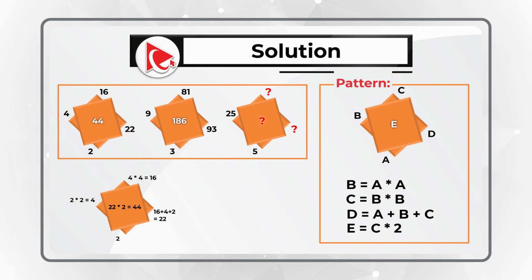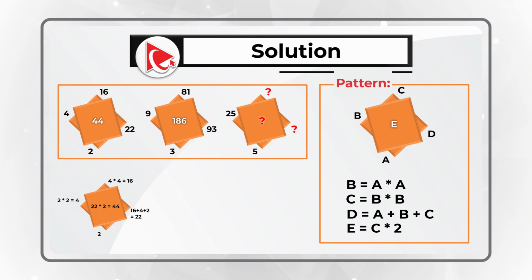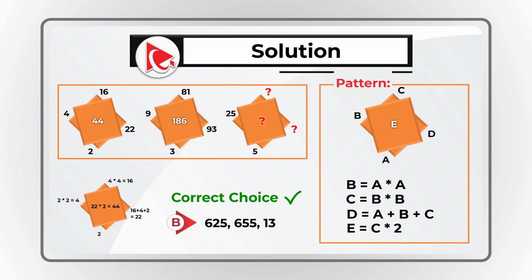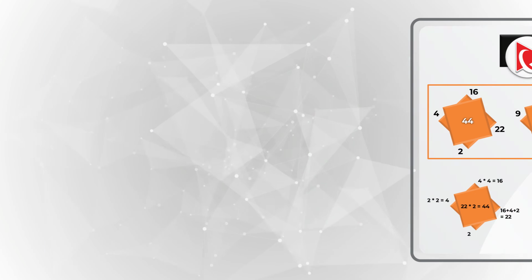And then the number in the middle of the diamond is calculated as 22 multiplied by 2 and equals 44. If you follow this logic and do this calculation, you will come up with choice B. And choice B is represented by the numbers 625, 655, and 1310. Hopefully you've nailed this question and now know how to answer similar problems on the test.